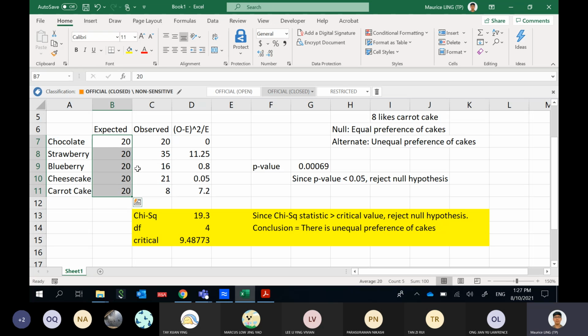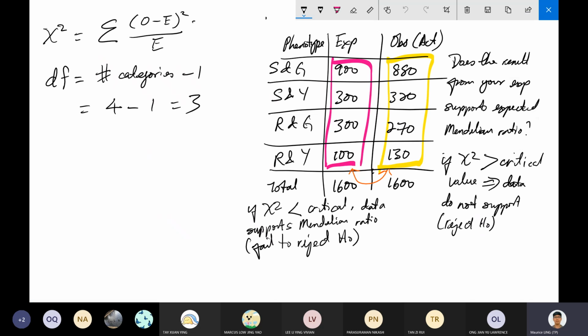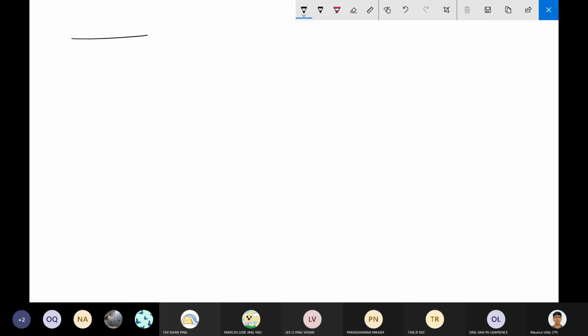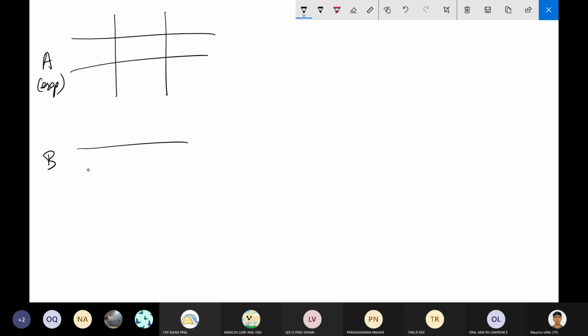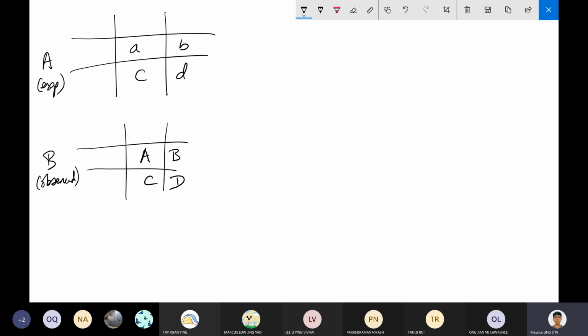For 2x2 contingency tables, how do you do it? Let's say you have 2x2 contingency tables. This is what happens. You are looking at, let's say, table A. This table A may be your expected. Table B may be your observed. Make sense, right? So here is your A, B, C, and D. This is your A, B, C, and D.